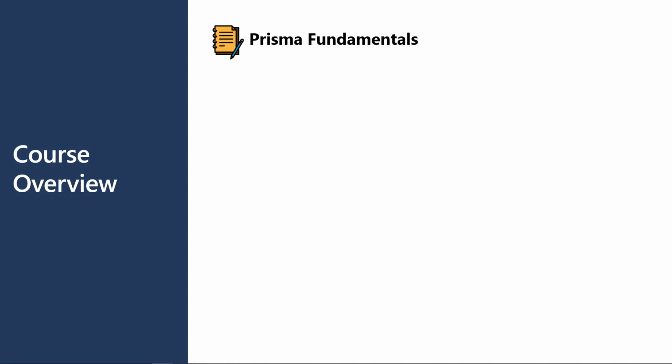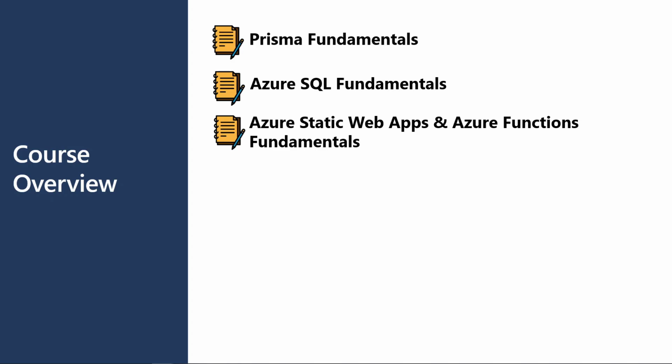In this module, we will learn what Prisma is, why we should use Prisma, and the main key concepts. In this module, we will learn what Azure SQL is, why we should use Azure SQL, and understand how to use this service with Prisma. In this module, we will learn what Azure Static Web Apps is, a Microsoft Azure service where you can host your static application for free, and how we can integrate your developed backend using Azure Functions with this service.